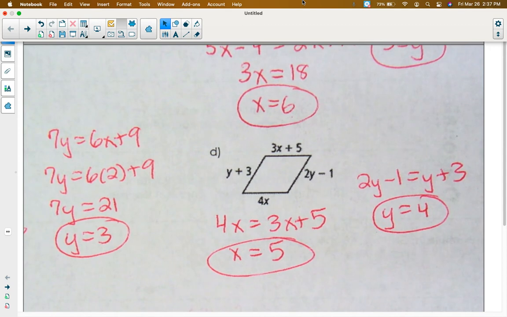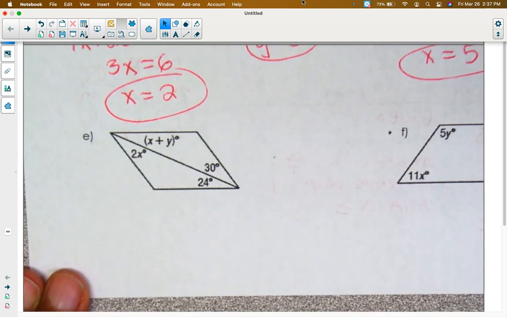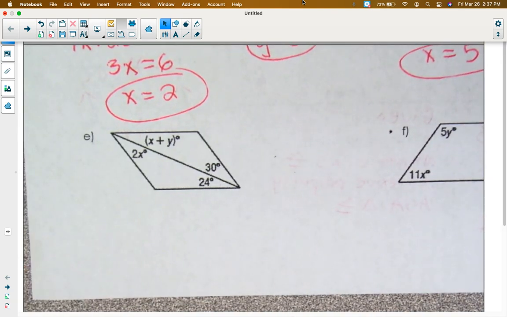So the equation part is nothing new. We've been doing that for a while. The only new piece is figuring out what to set equal to each other, whether to set it equal to each other or set it equal to 180. E. Now, this is one of the ones where we can set them equal to each other.